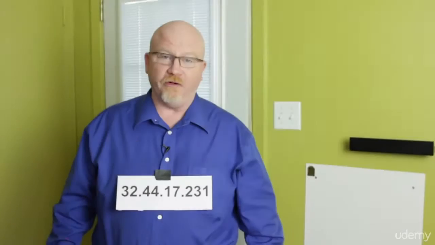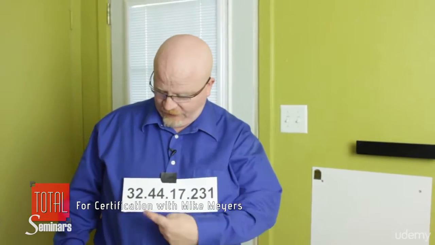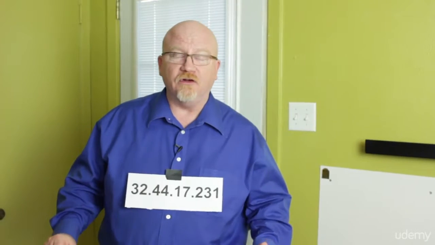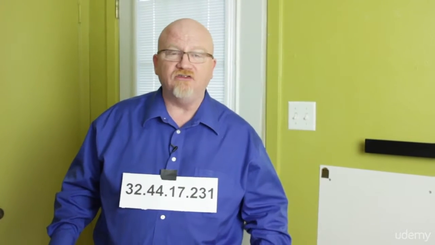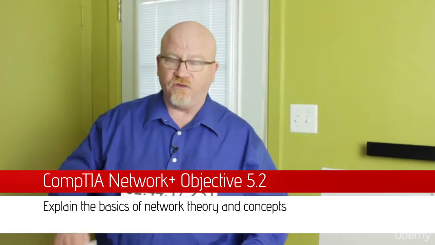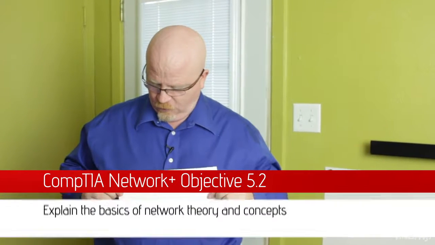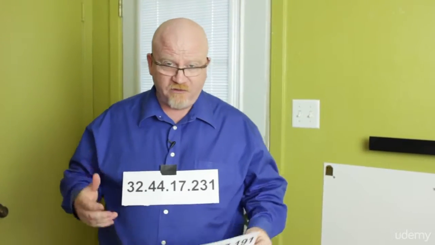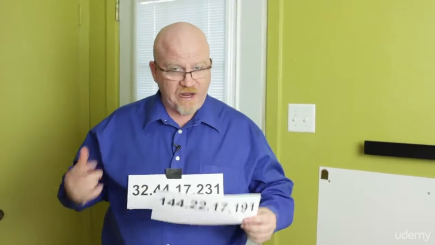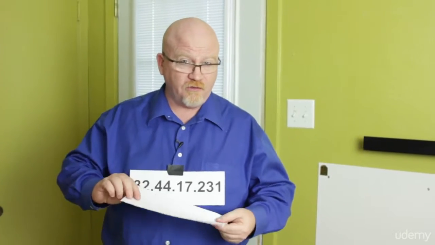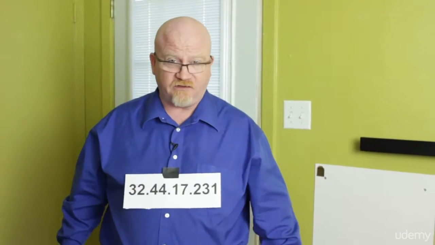I'm a Windows computer and I'm on the internet. My IP address is 32.44.17.231. Now, my user right now is opening up a web browser and they want to access a web page. Now, they've got the IP address for the web page and it's 144.22.17.191. So my job is to take that request and create a packet so that our user can get the information that they're asking for.